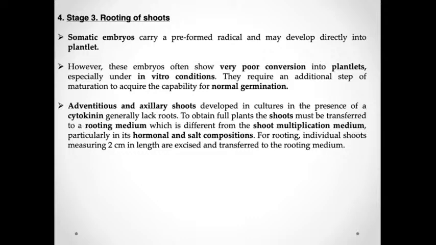This is done in somatic embryos, which carry a preformed radicle and may develop directly into the plantlet. However, these embryos are often very poor in conversion into plantlets. So we have an additional step of maturation to acquire the capability for normal germination. Adventitious and axillary shoots developing in these cultures in the presence of cytokinin generally lack roots. To obtain full plants, the shoot must be transferred to the rooting medium, which is different from the shoot multiplication medium, particularly in its hormone and salt composition.